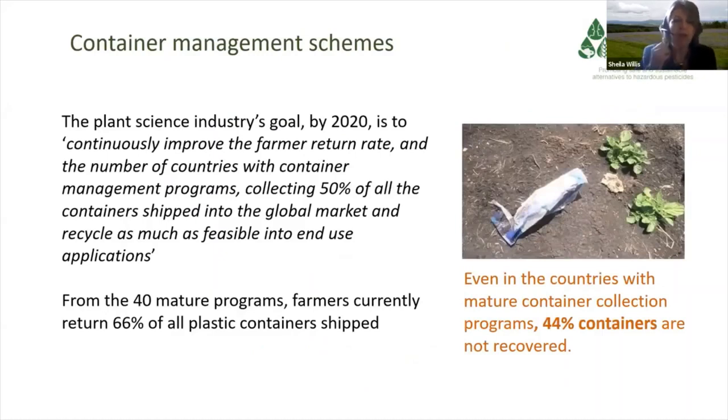Looking at CropLife figures, the plant science industry's goal, as they state on the website, and I'm sure Andy will talk more about this later, is to continuously improve the farmer return rate and the number of countries with container management programs. The ambition up till this year, and I don't know what it is going forward, is to collect 50% of all containers shipped into the global market. It's feasible into end-use applications. That's still only half of the containers. And I'd point out that the 40 mature, well-established container programs return 66% of all plastic containers shipped. That leaves 34% of containers that are not recovered, leaving us with a significant problem.